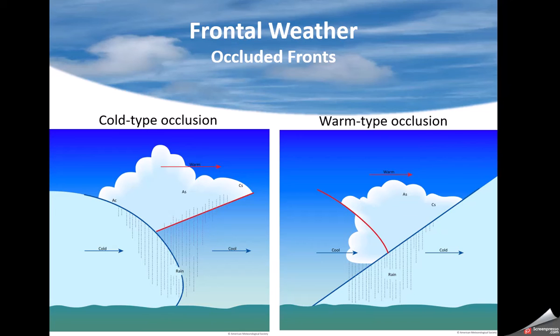So cold occlusion, when the occluded front is moving towards your location, the air is colder from the direction where it's moving from to the direction where it's reaching. So in most cases, fronts move from west to east. The west would be colder, the east would be warmer. A warm occlusion is just the opposite. It's cool, but not as cold as the air mass it's replacing.